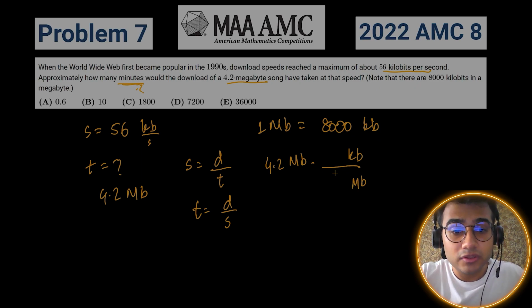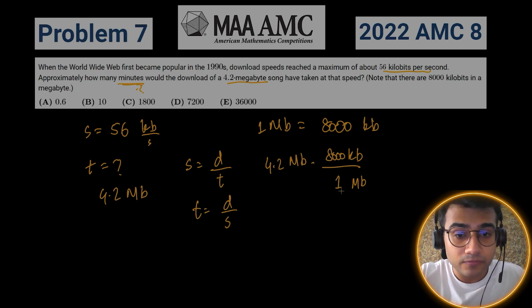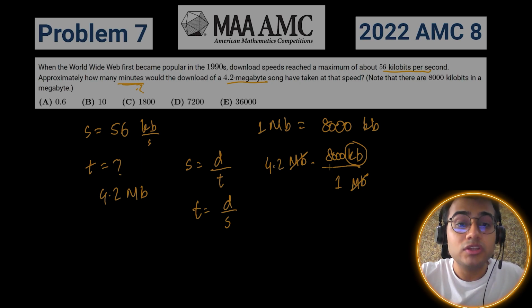So they've told us 1 megabyte is equal to 8,000 kilobits. So that's what it is. Now megabyte will cancel out with megabyte, and the answer would be in kilobits. And what is it? It's 4.2 times 8,000.